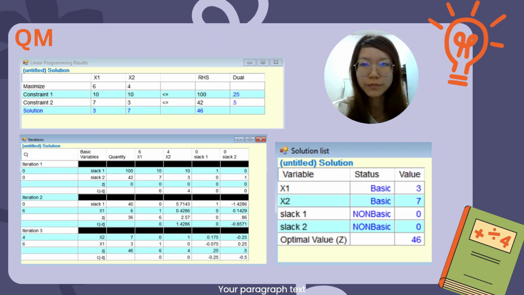The objective function is to maximize profit. Z equals 6x1 plus 4x2. The constraints are 10x1 plus 10x2 less than or equal to 100 and 7x1 plus 3x2 less than or equal to 42. From the QM result, the optimal solution is x1 equals 3 and x2 equals 7. This means the company should produce 3 units of product 1 and 7 units of product 2. The maximum profit is $46.